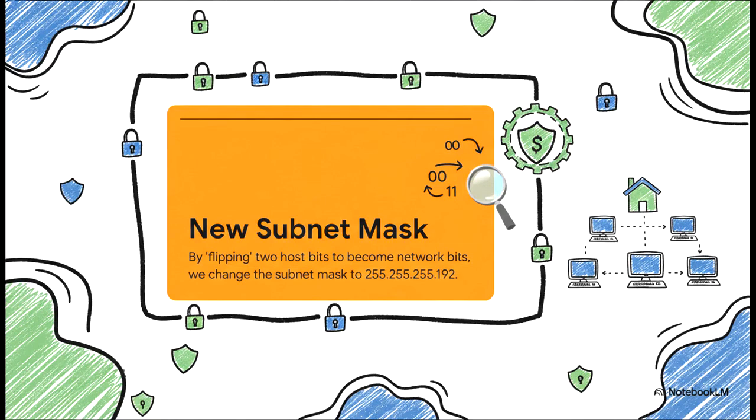By flipping those first 2 host bits and saying, hey, you're network bits now, we've literally changed the boundary line. Our old subnet mask of 255.255.255.0 is gone. Our new one is 255.255.255.192. We have just fundamentally redefined our network space.